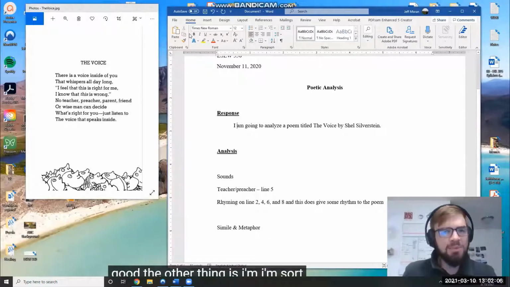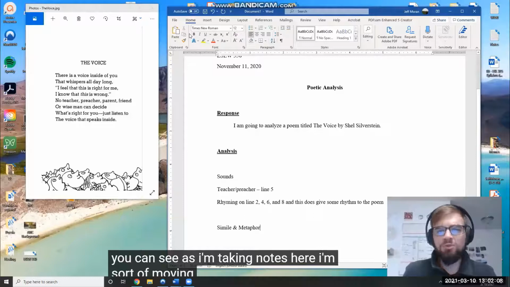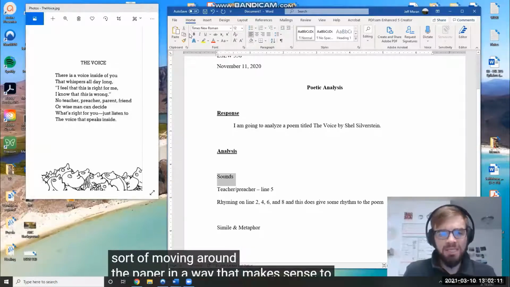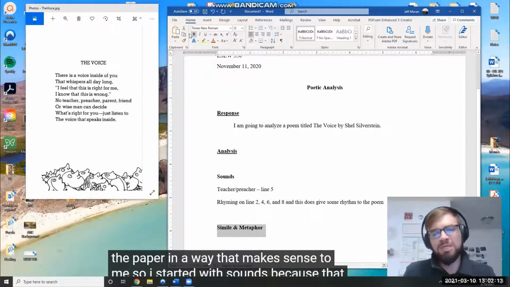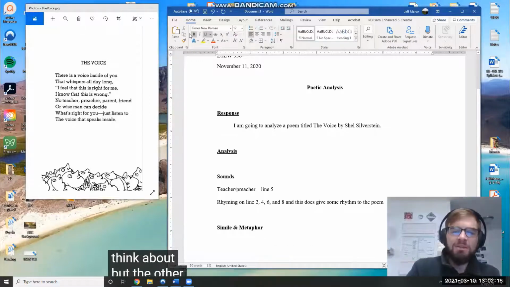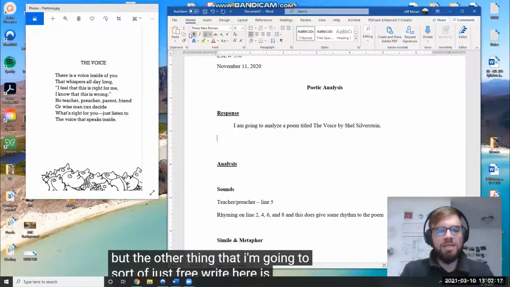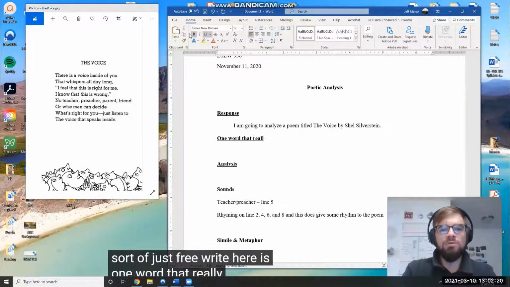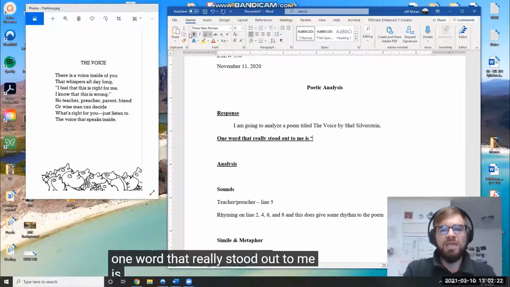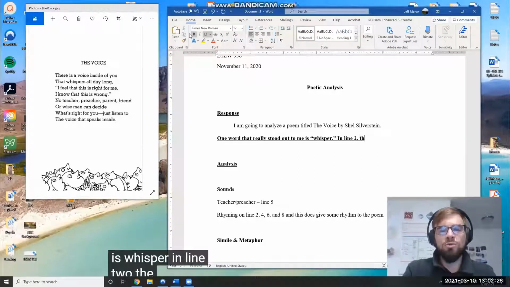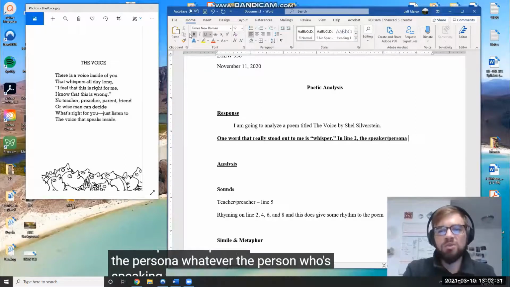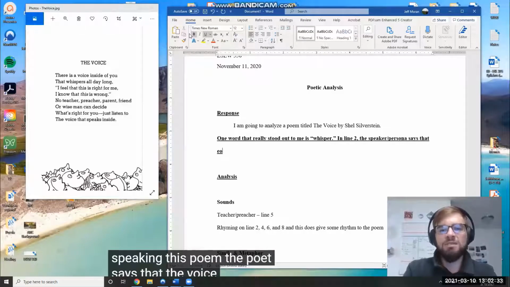Good. The other thing is, you can see as I'm taking notes here, I'm moving around the paper in a way that makes sense to me. So I started with sounds because that is the thing I like to think about. But the other thing that I'm going to free write here is one word that really stood out to me: whisper. In line 2, the speaker, the persona, the person who's speaking this poem, the poet, says that the voice whispers inside of them.